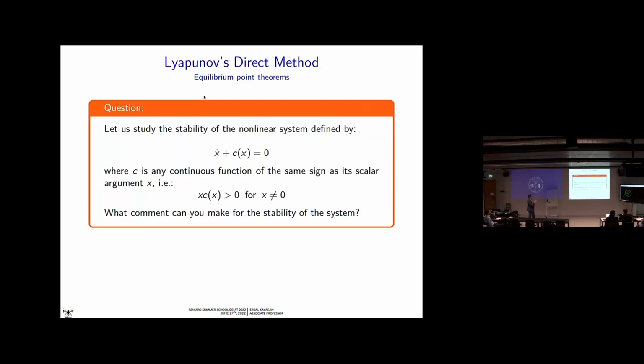So let us study the stability of this system. x dot is equal to minus C of x is equal to 0, where C is any continuous function of the same sign as its scalar argument.